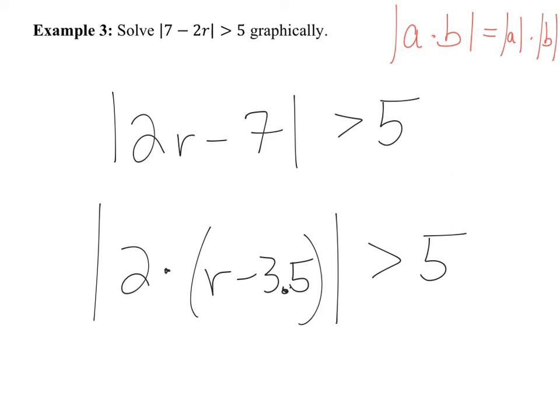We learned that in the very beginning of the year. It was one of our quick rules that we went over with absolute value. And it was like, oh, who cares about this? Well, it matters now. Absolute value of A times B is absolute value of A times absolute value of B. So break these up. Make 2 by itself and put this by itself.